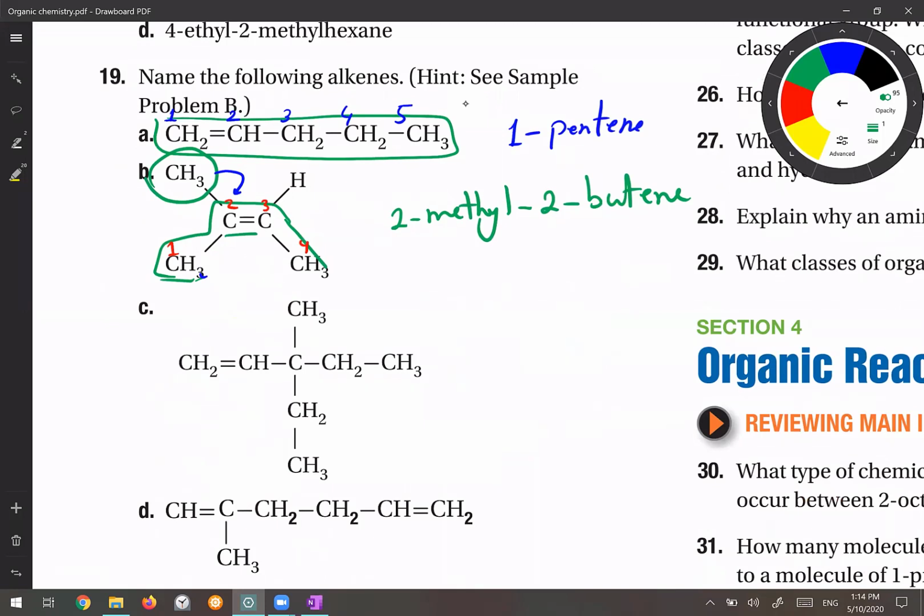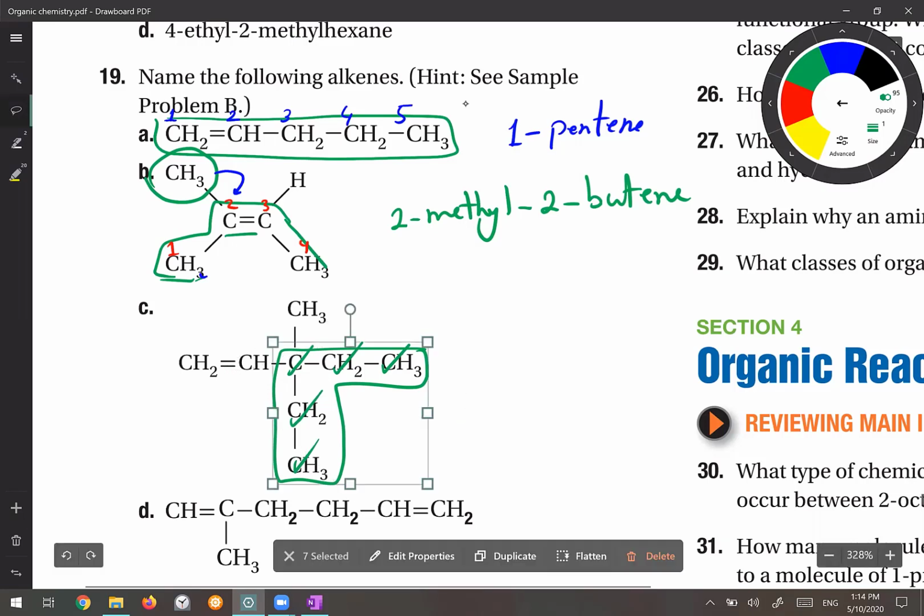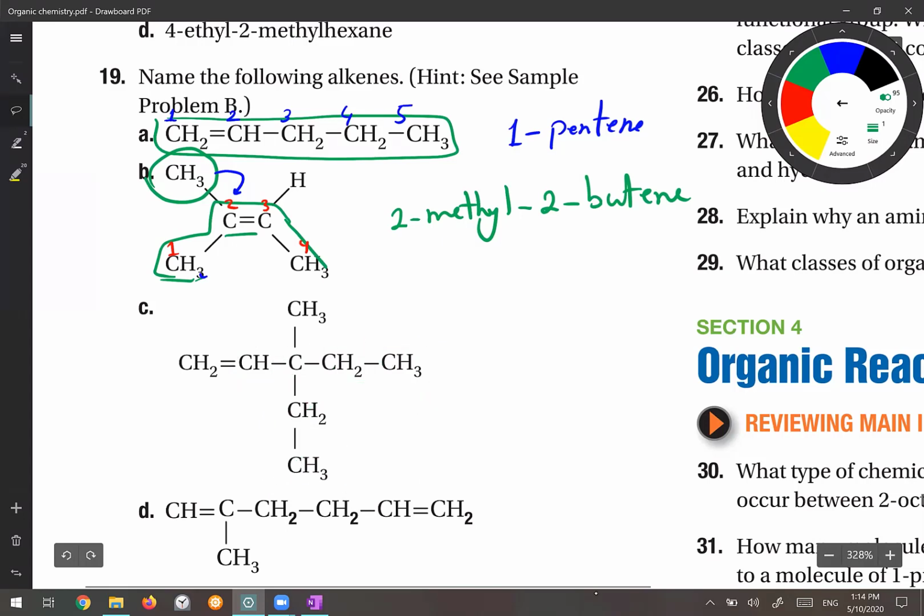The next one, the longest chain would be this. The longest chain which contains the double bond. It has 1, 2, 3, 4, 5, 5 carbons. Again, look at this molecule. You can choose this one to be longest chain. Actually, this one is longer than the previous one. It has 1, 2, 3, 4, 5, but it doesn't contain the double bond. So you are not allowed to choose that one as a parent, although it's longer than the previous one.